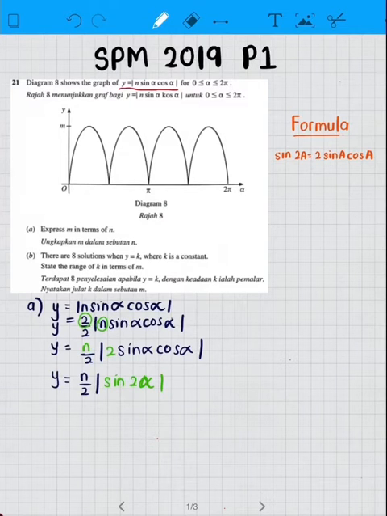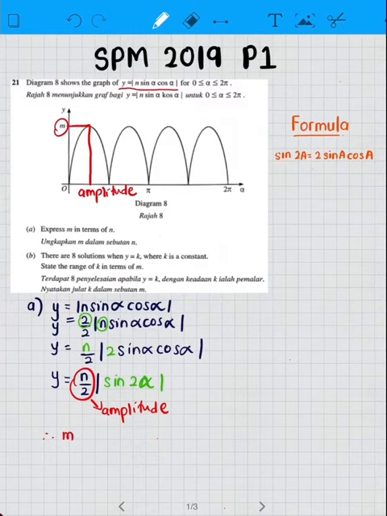For your information, this n over 2 is actually the amplitude. And this m is also the amplitude, which means that the answer is m equals n over 2.